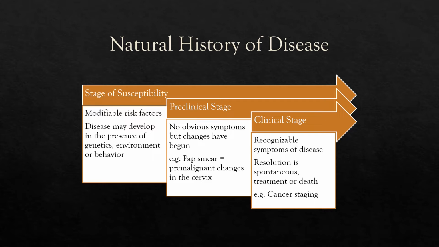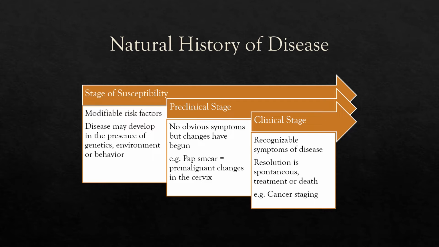Also, the preclinical stage may predate the appearance of symptoms, but this is again another opportunity for interruption in the development of disease. So, for example, a regular Pap smear can detect premalignant stages of change in the cervix, and so having those opportunities for intervention before disease appears is really critical because it improves the odds of survival and interrupts that onset of disease.